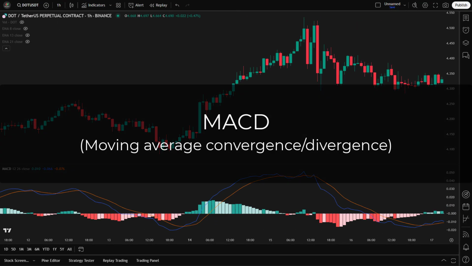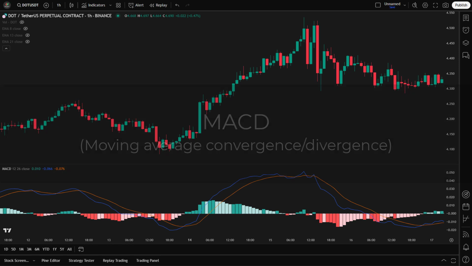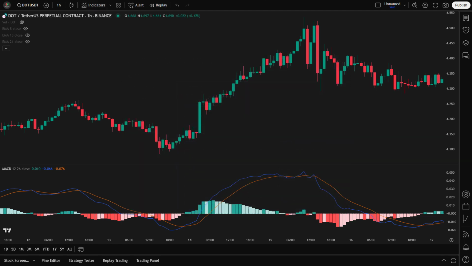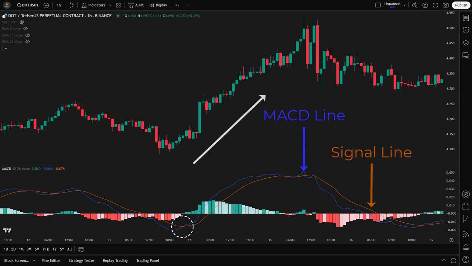2. MACD, Moving Average Convergence Divergence. The MACD is a momentum indicator that helps us identify trend shifts and potential buy-sell signals. It consists of the MACD line, the difference between the 12-period EMA and 26-period EMA, and the signal line, a 9-period EMA of the MACD line. How do we use it? When the MACD line crosses above the signal line, it suggests buying pressure. When the MACD line crosses below the signal line, it indicates selling pressure.